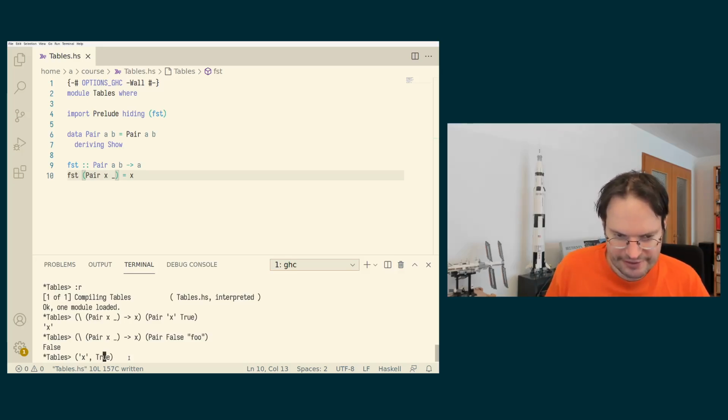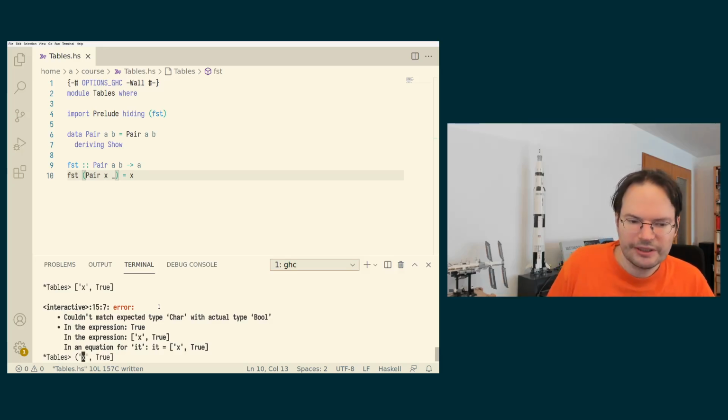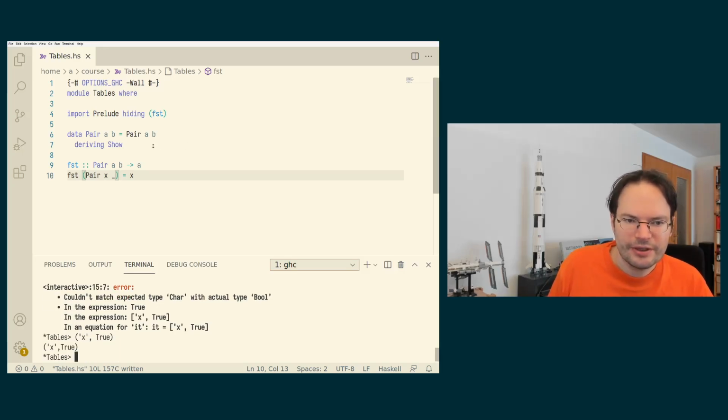And as a list, this would not work because we have two elements of different types, a character and a boolean. We would get an error message that says essentially this. We cannot put these into a list together, but we can form a pair out of them. So the pair constructor, or what was called pair for us, is essentially this combination of the two parentheses and the comma. Together, they are the syntax for forming a pair.